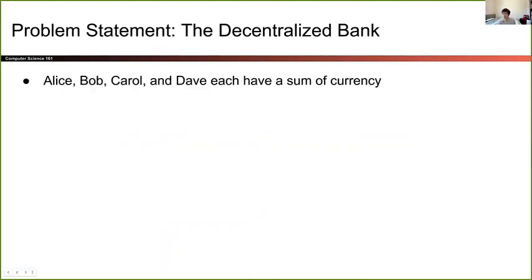So we're going to say our problem statement is that, let's just say there are 4 people, Alice and Bob, they're here from before, as well as Carol and Dave. They each have some amount of currency. Each person can send money to someone else.